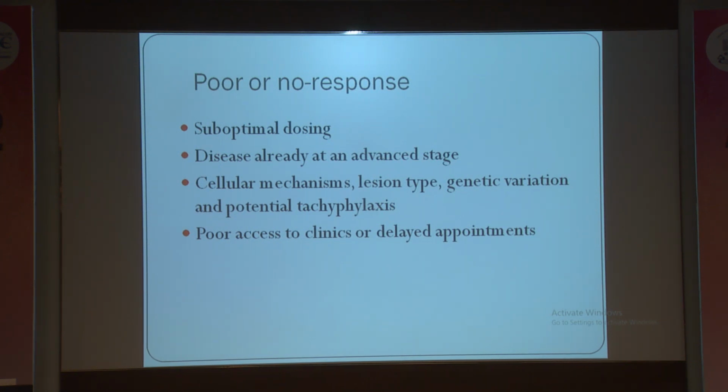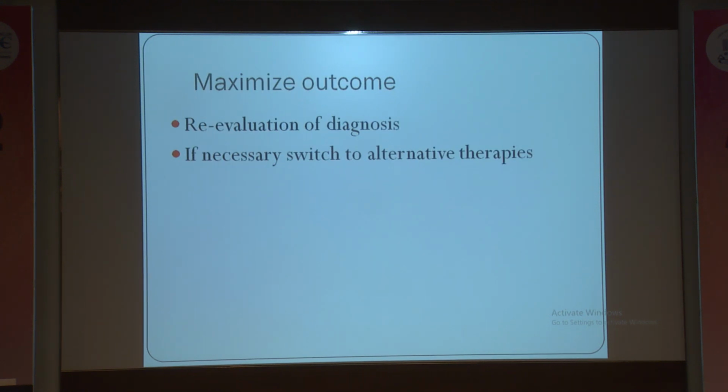Then what is the cause of this poor or non-response? The most important cause is suboptimal dosing. Disease already at an advanced stage. There are multiple cellular mechanisms in lesion types and genetic variations, as Dr. Pila has mentioned, and potential tachyphylaxis also is a factor, and poor access to clinic or delayed appointment in our situation. Now this is the non-clinical condition.